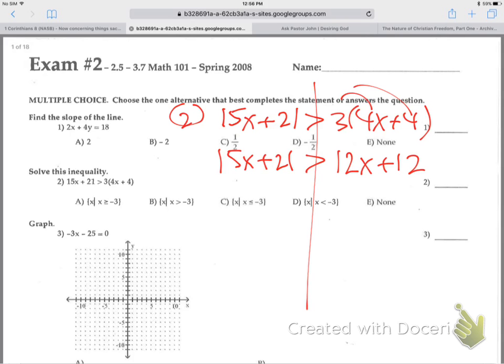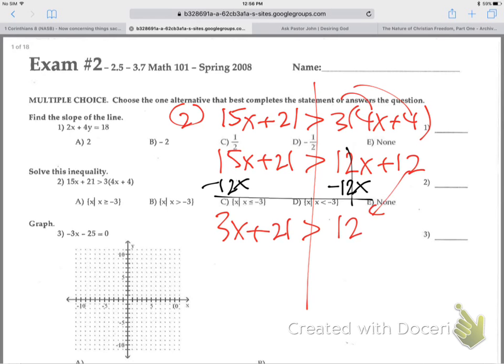Yeah, you want to get rid of one of them, right? Everybody good with that? When you have x on opposite sides, you want to get rid of one of them. So I'm going to subtract 12x from both sides, and that'll get rid of that one. Like that. And then we get what? 3x plus 21. This just brings down the 12. So next, what do you do to get x alone? Subtract 21.